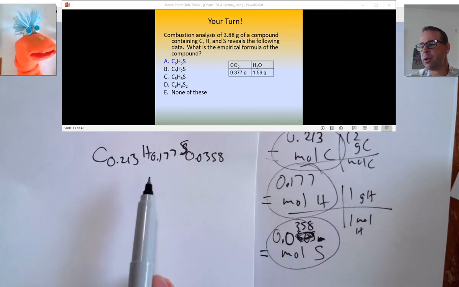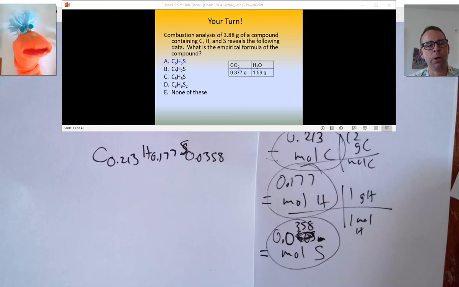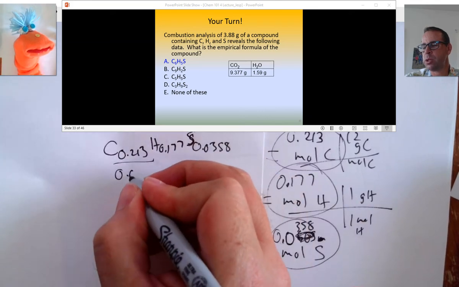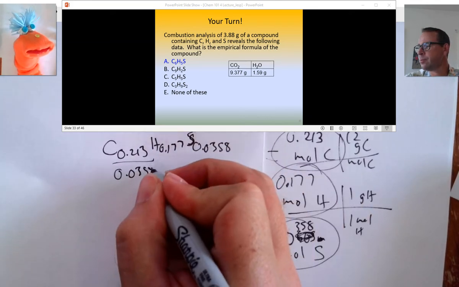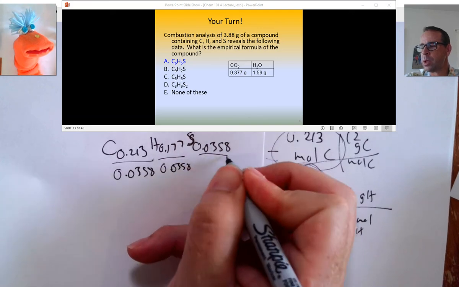So after I got my empirical formula for my moles, what do I do now, Fred? Well, divide them all by the smallest number. Yeah, divide them all by the smallest number, 0.0358. Okay?